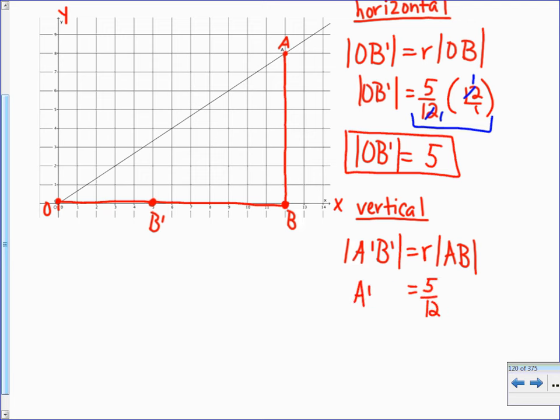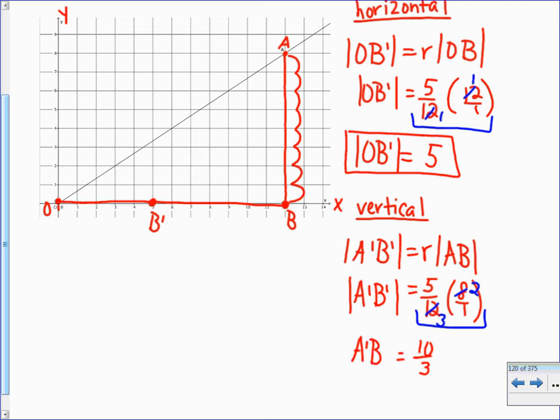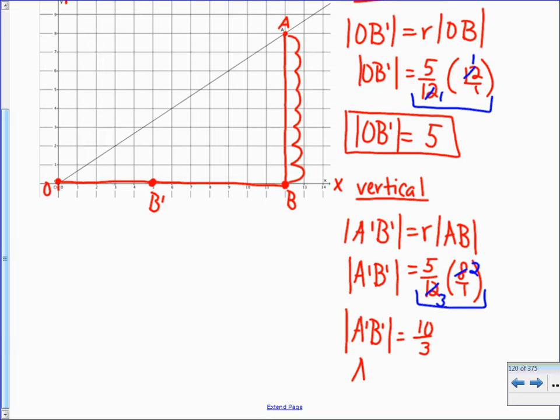I do not know the length of A prime, B prime, but I do know that AB is 1, 2, 3, 4, 5, 6, 7, 8 units in length. And again, I'm going to be looking at my two sets of fractions, and I can simplify. The 8 and the 12 are divisible by 4. So when I work my fraction through, I'm going to get 10/3 is equal to A prime, B prime. Okay, well that's an ugly looking number, but I can change that into a mixed number. So I know that the length of A prime, B prime is going to equal 3 1/3 units.